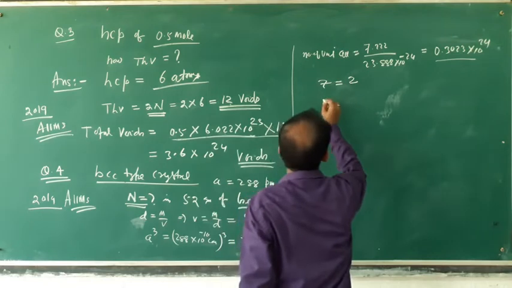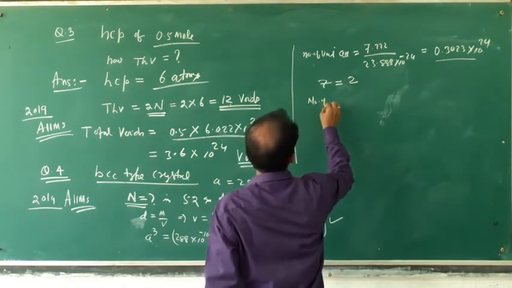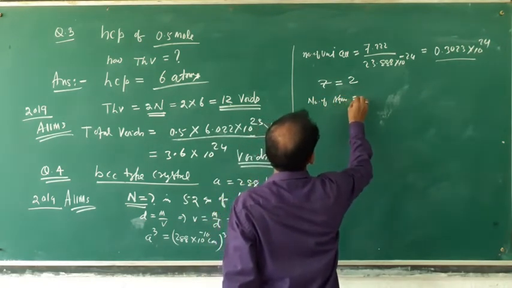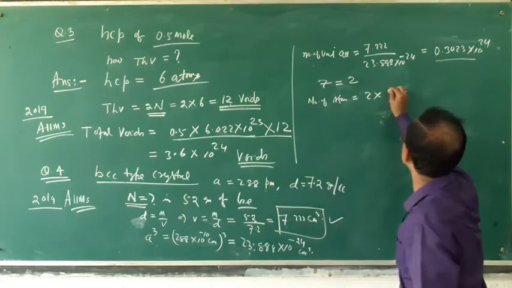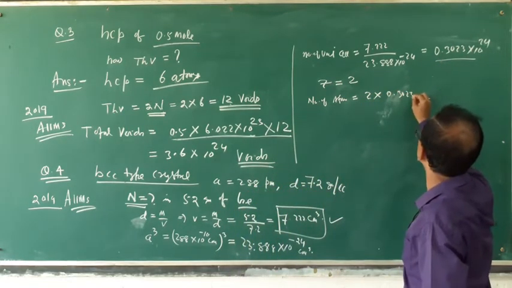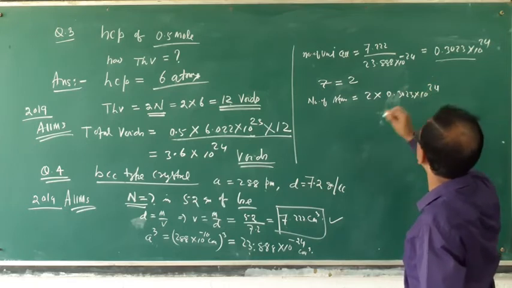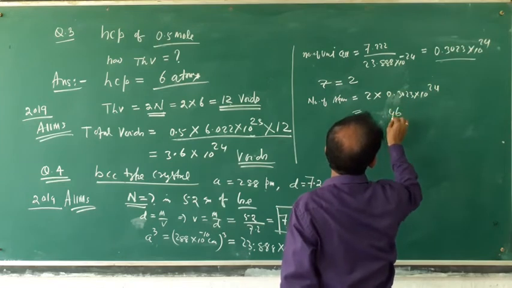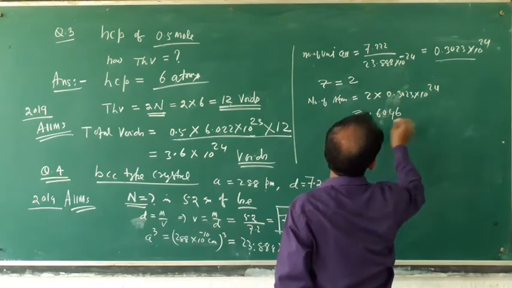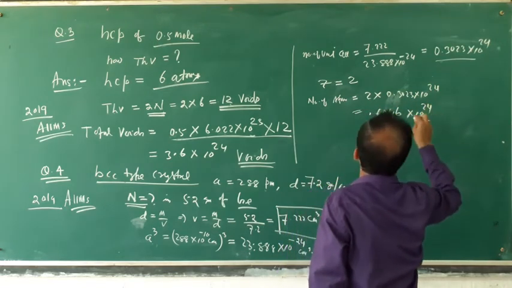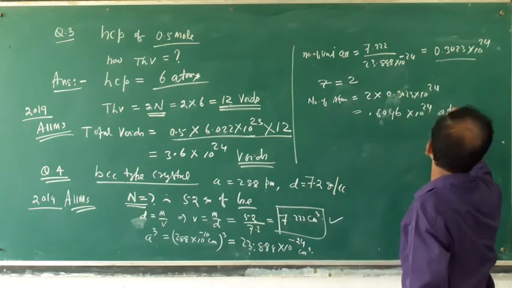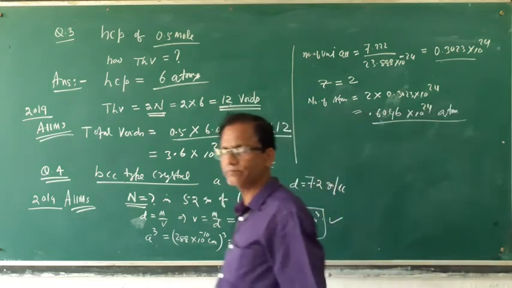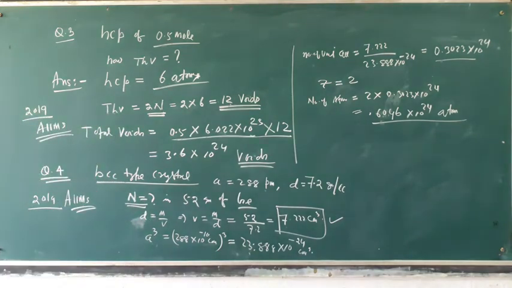So the number of atoms is equal to 2 into the number of unit cells, 0.3023 into 10 to the power 24. That means how much? 0.6046 into 10 to the power 24 atoms available. That means it is greater than Avogadro's number.